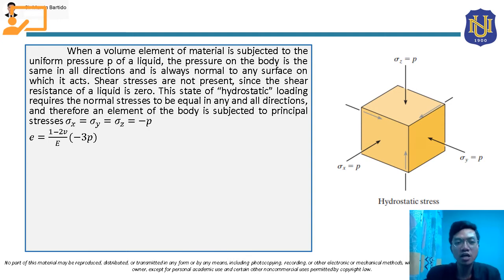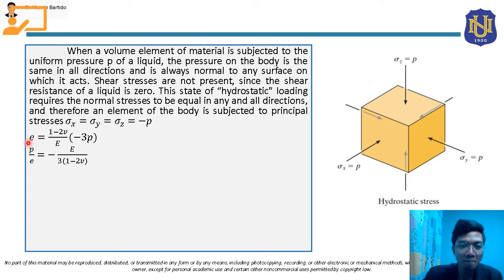From the formula of dilatation in terms of normal stresses, that is 1 minus 2v over E times sigma x plus sigma y plus sigma z. Substituting the values of sigma x, sigma y, and sigma z, which are all equal to negative P, that becomes negative P plus negative P plus negative P, which is negative 3P. From here, we can generate this formula.